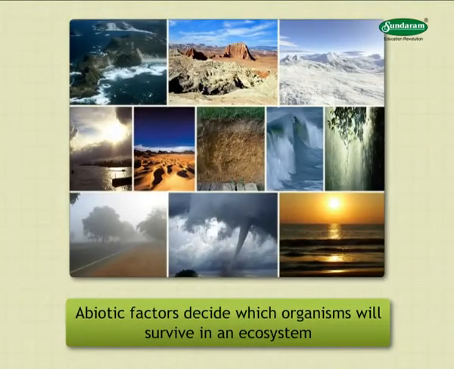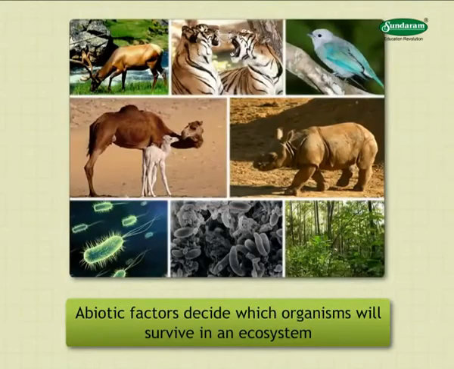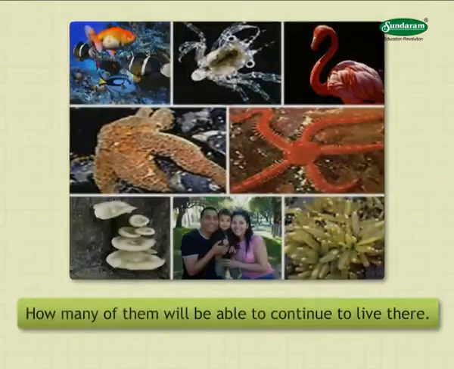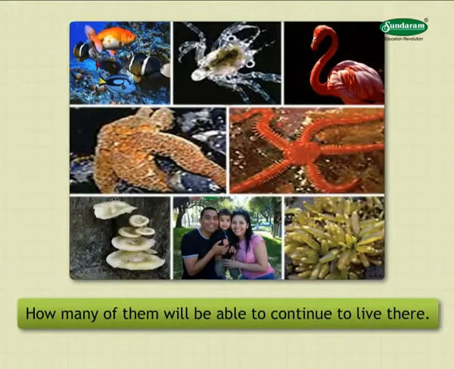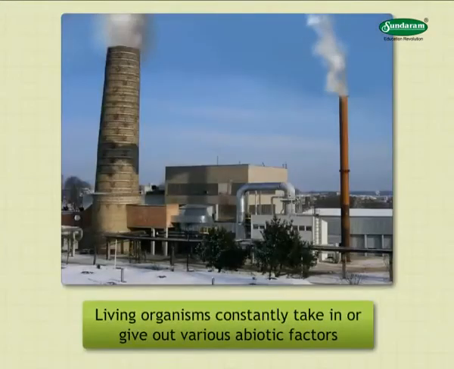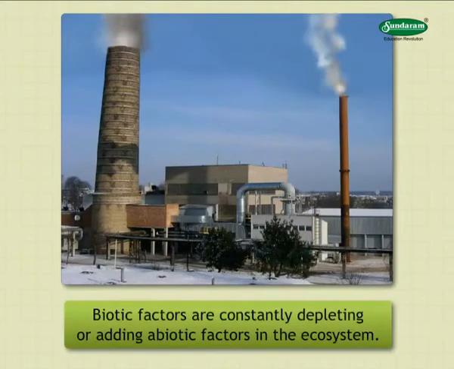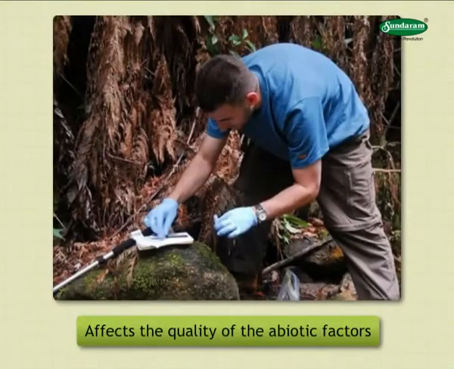Ultimately, these abiotic factors even decide which organisms will survive in an ecosystem and how many of them will be able to continue to live there. On the other hand, living organisms constantly take in or give out various abiotic factors. Thus, biotic factors are constantly depleting or adding to the abiotic factors in the ecosystem.